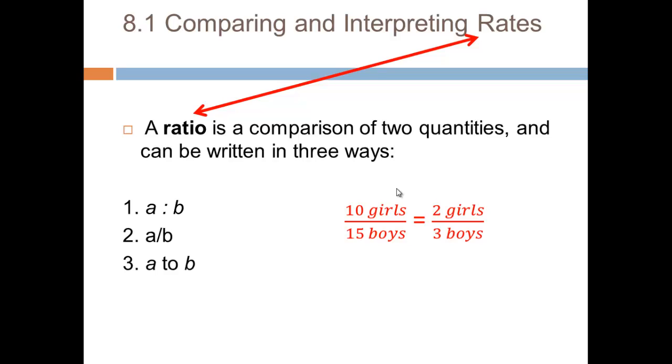Think about a classroom that has 10 girls and 15 boys. This is a ratio where we are comparing the number of girls to boys. If we put this in lowest terms, divide the top and bottom by 5, we see that we have 2 girls to 3 boys.